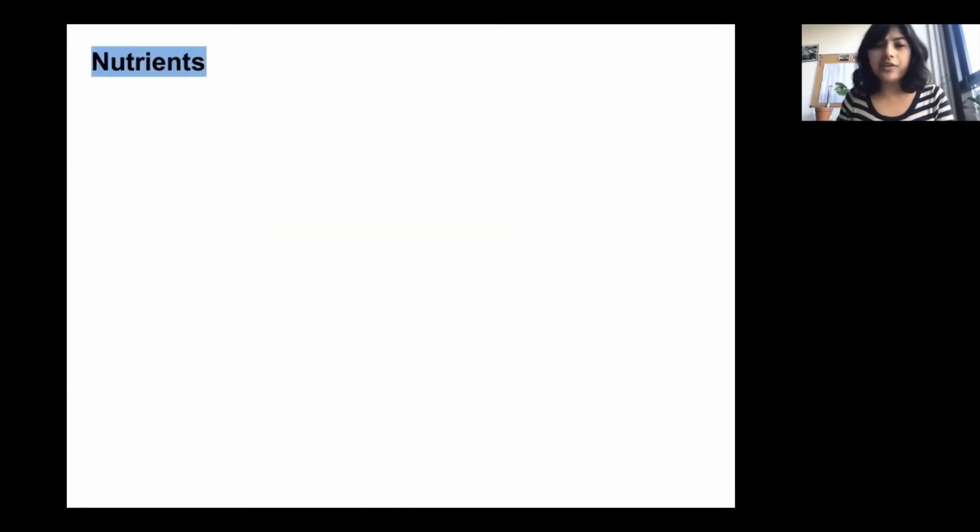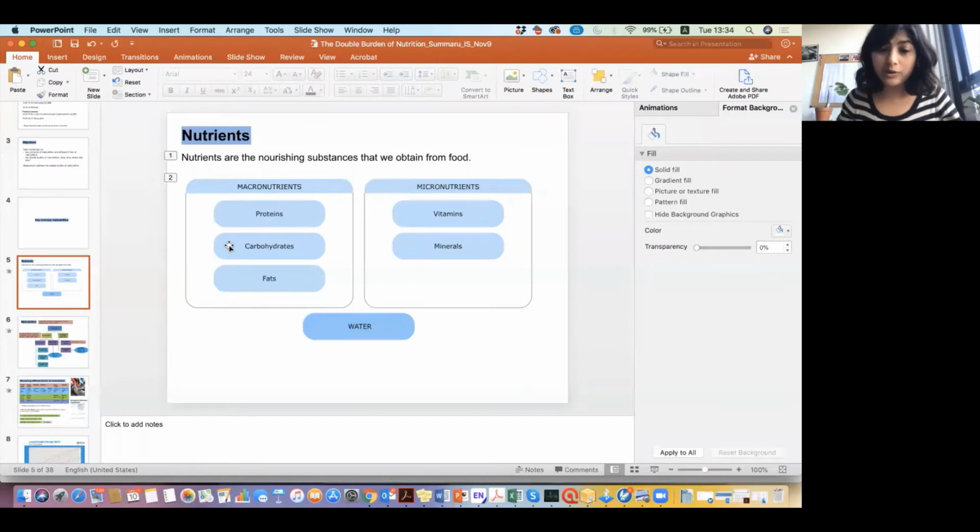So the key concept, because we are talking about malnutrition, so I wanted to provide an overview of the nutrients. I'm sure you have heard a lot about the nutrients. Can any one of you tell me what you understand by nutrient in a general term?